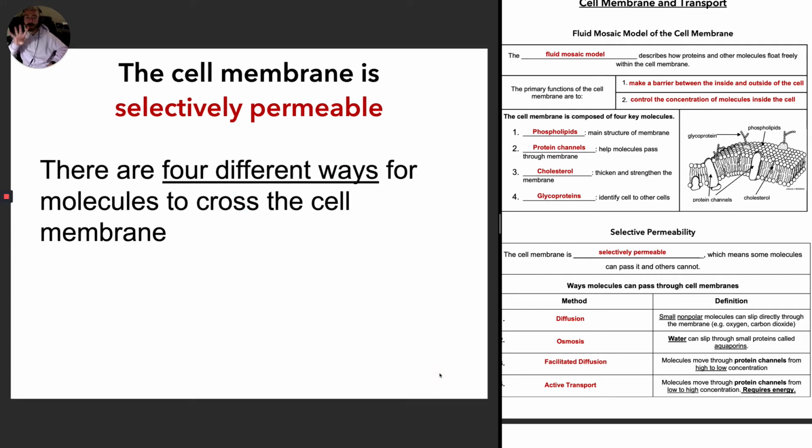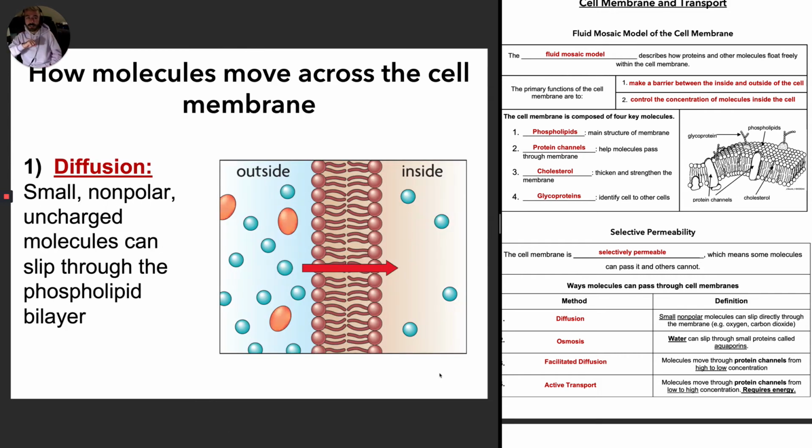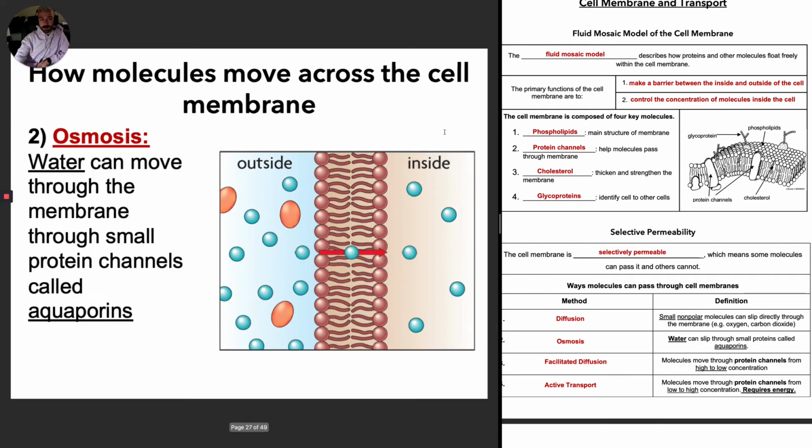And so there's four main ways that molecules can cross the cell membrane. The first is called diffusion. This is where small, nonpolar, uncharged molecules can slip right through the phospholipid bilayer. The phospholipid bilayer here, again, polar heads, nonpolar tails. And so you have to be small enough to fit through this gap, nonpolar to be able to get through the nonpolar layer, and then uncharged, and then you can just kind of slip through. But not a lot of molecules are like that. So that's diffusion. That's the first method.